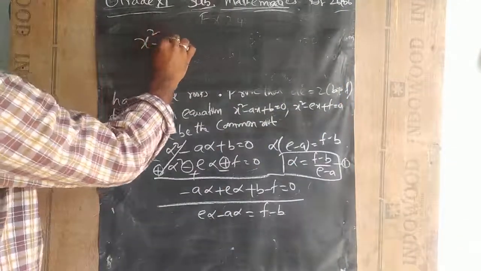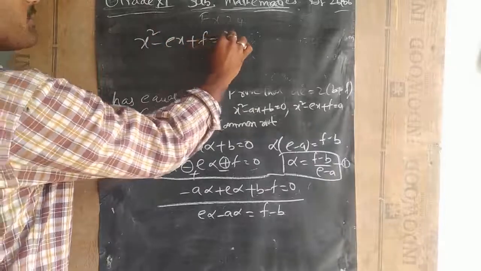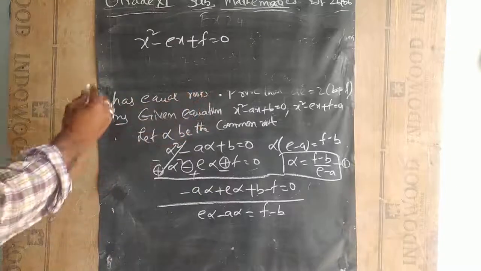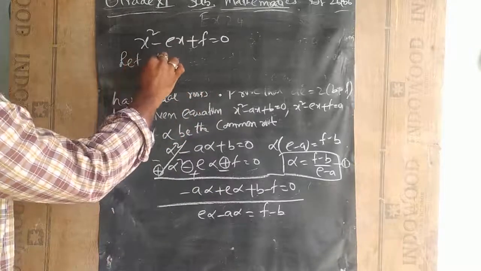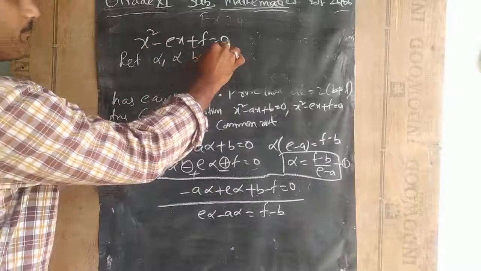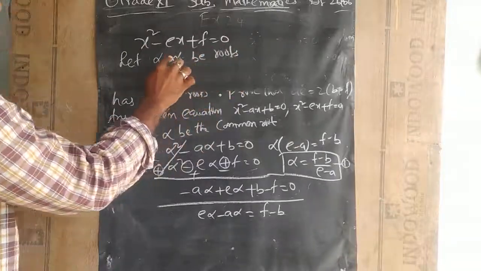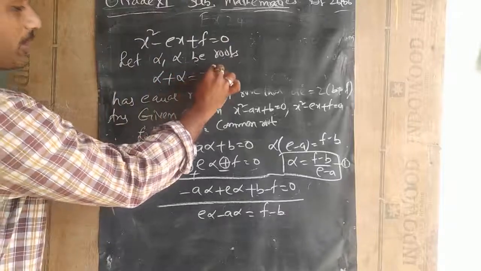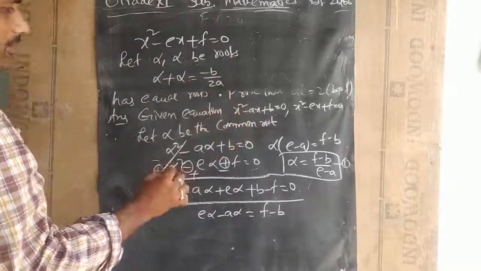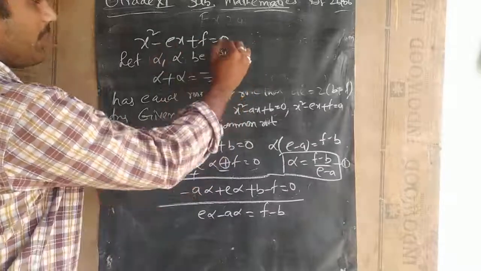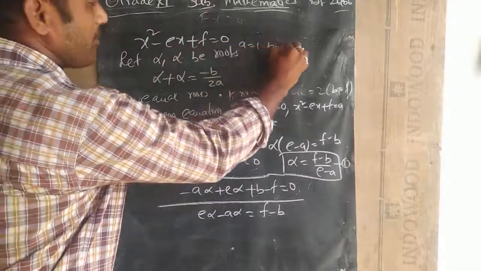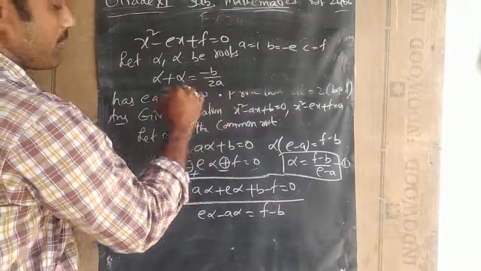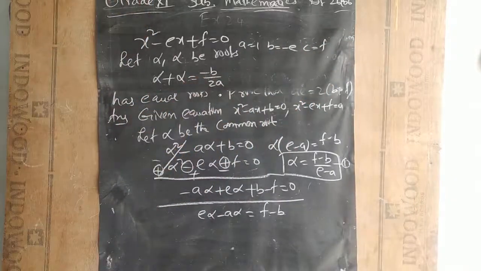Second equation, x square minus ex plus f is equal to 0. He is saying that the second equation has equal roots. So let alpha, alpha be the roots. Two roots, I am assuming them as alpha, alpha. So if I apply the sum of the zeros, what is the formula we are going to get here? Minus b by 2a. Here a value is 1, b value is minus e and c value is f. So sum of the zeros is minus b by 2a.